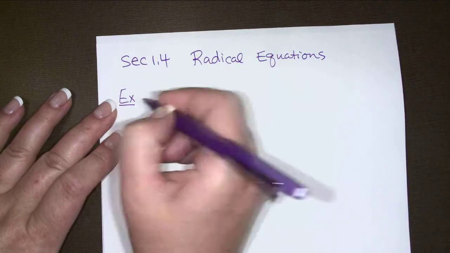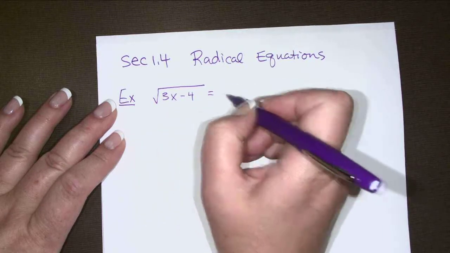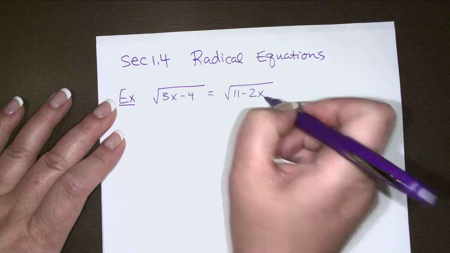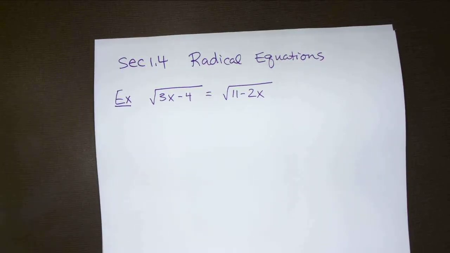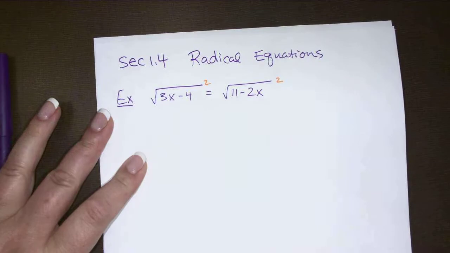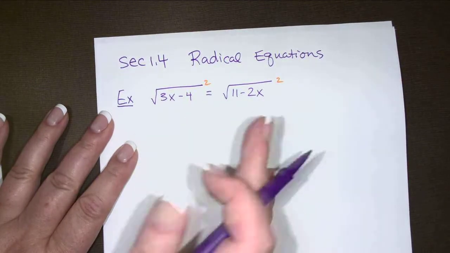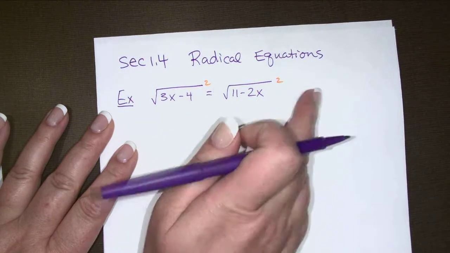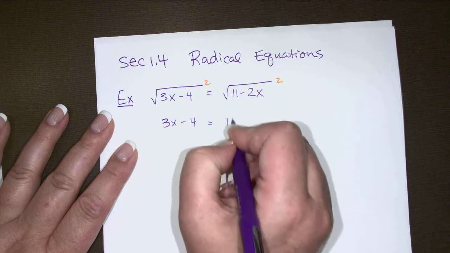So we'll do a few more examples. We'll start off with one that was similar to something we did already, which is both sides have a radical on them when we start the question, and then you're going to square both sides. And when you square both sides, you could put them in a bracket and write the squared, or just put a squared on the end of the square root. Either way is fine. So 3x minus 4 is equal to 11 minus 2x.